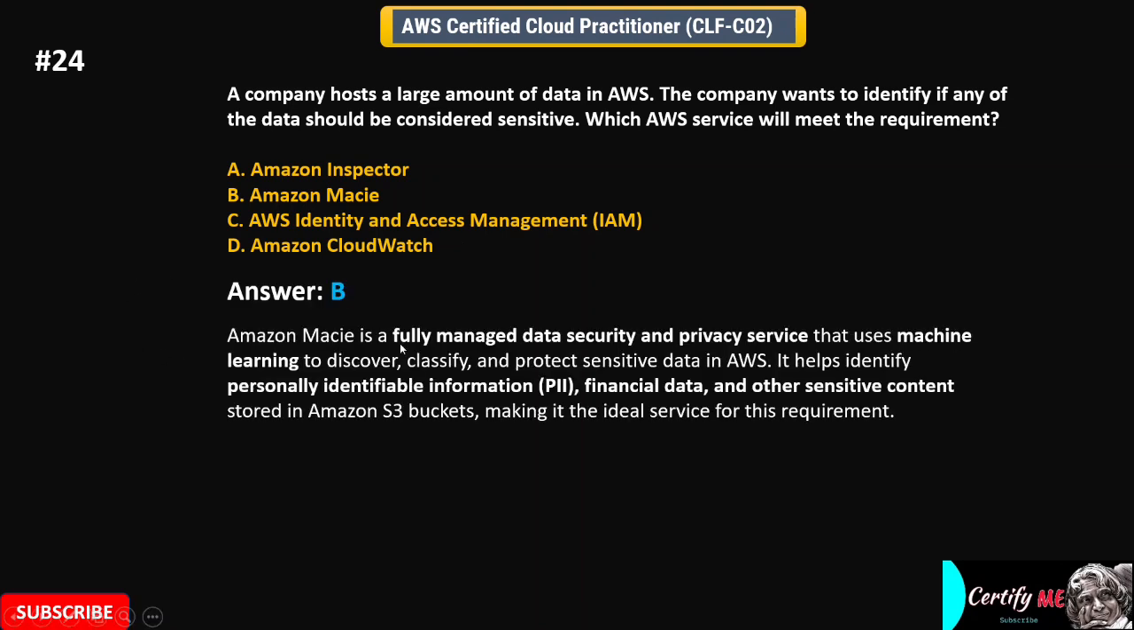Amazon Macie is a fully managed data security and privacy service that uses machine learning to discover, classify, and protect sensitive data in AWS. It helps identify personally identifiable information, financial data, and other sensitive content stored in Amazon S3 buckets, making it the ideal service for this requirement. Next question.